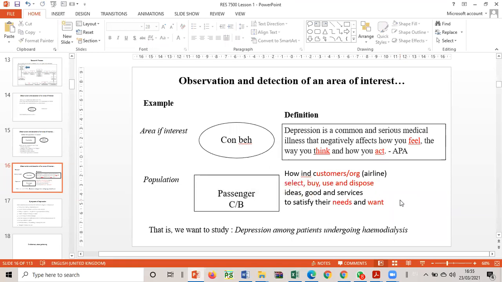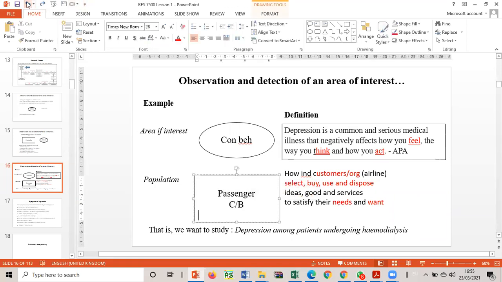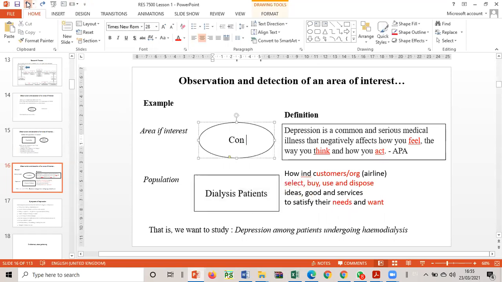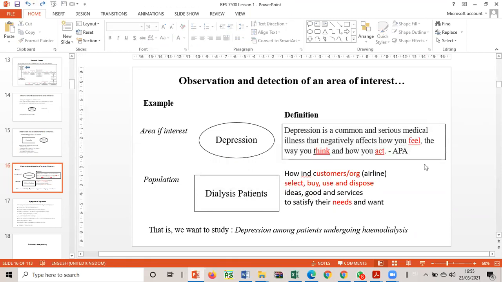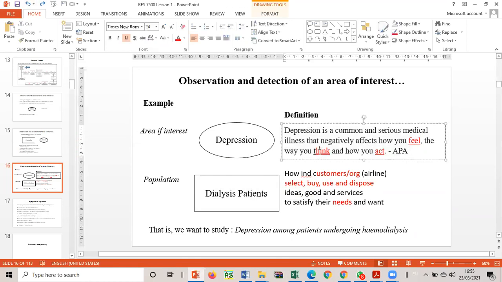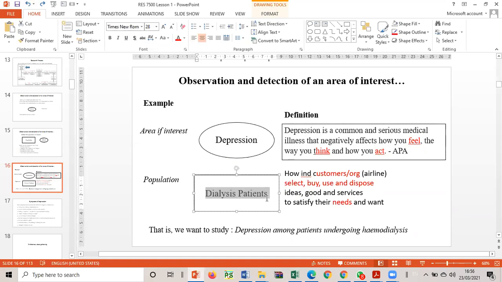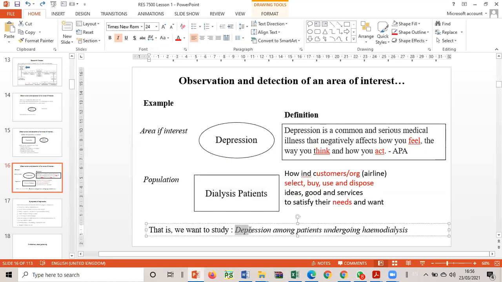Right. Just now I talked about my area, depression among dialysis patients. I defined what depression is. So based on this, I must have an instrument or questionnaire to measure how they feel, how they think, how they act. Who? The dialysis patients. So my title evolved: depression among patients undergoing hemodialysis. There's no point having a title first, then looking for things.